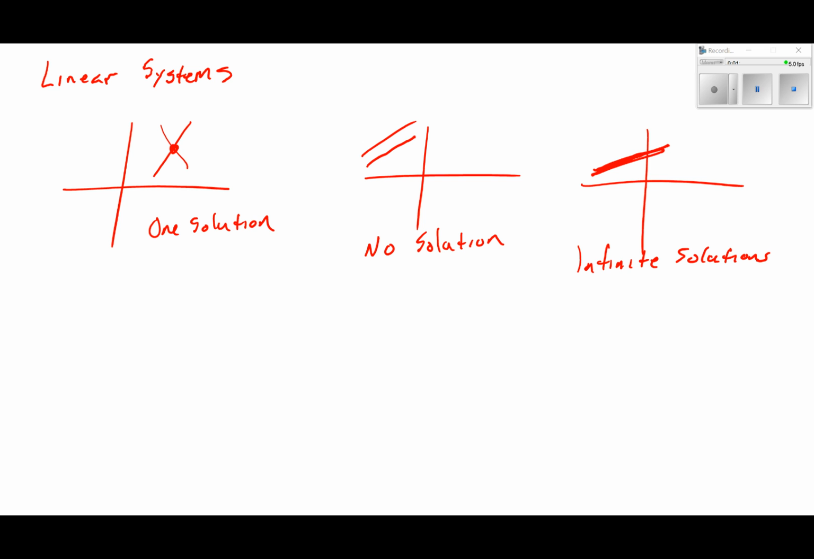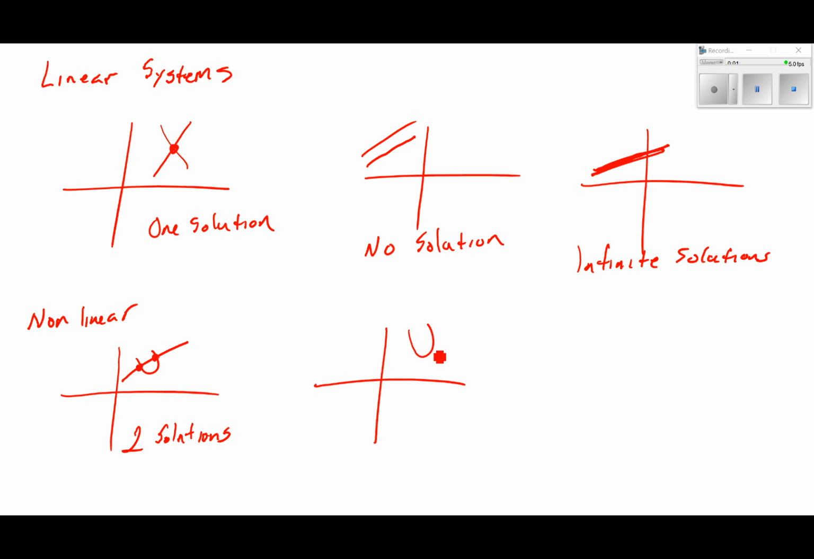Now, when we're working with nonlinear, one of them will have a curve to it. So we could have something that looks like that, where there would be two solutions. We could have where maybe it only touches at one single point, so that would be one solution. And we could have where they will never touch, and so this one would be our no solution.